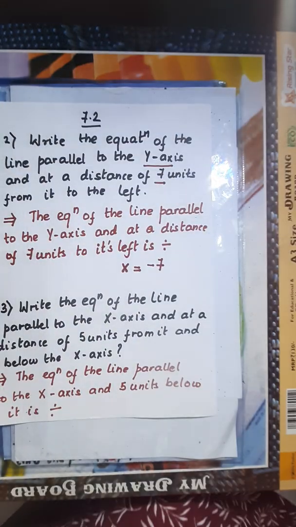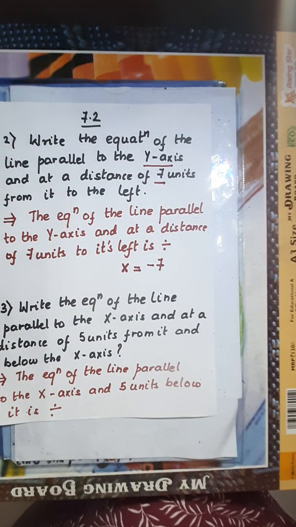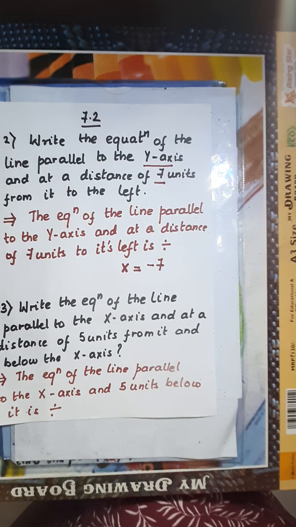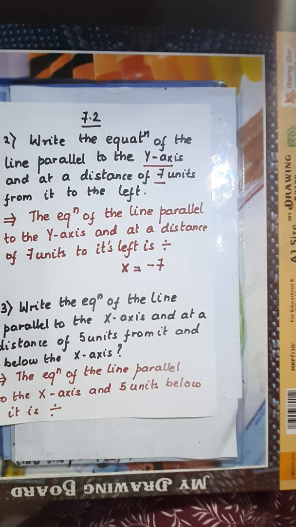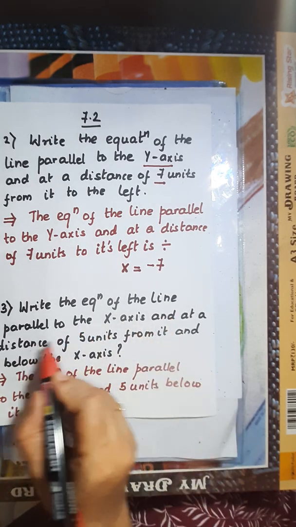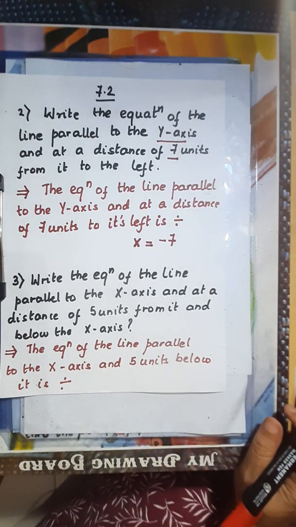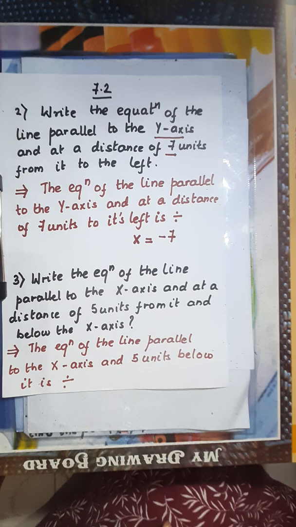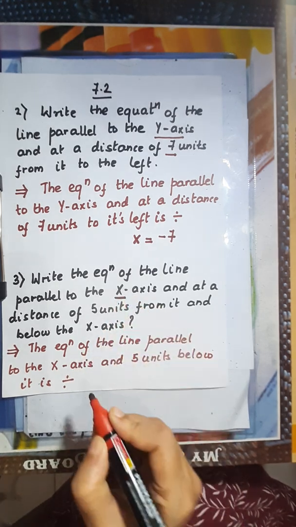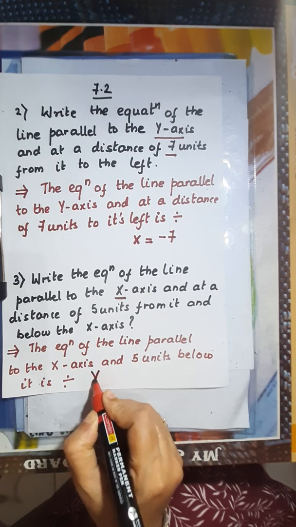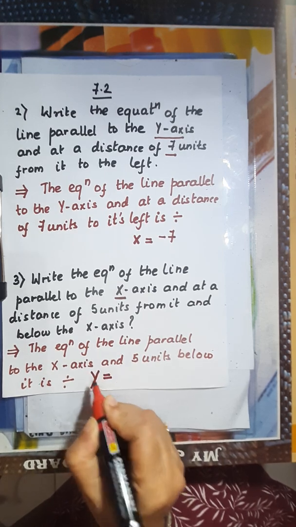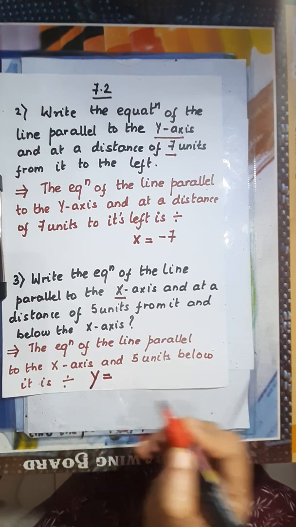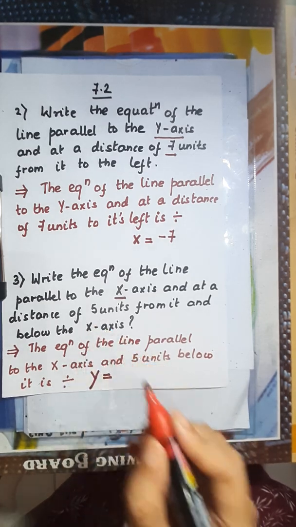Is that clear? Now, the equation of the line, we don't have to draw the graph. We just have to know it for our understanding. The equation of the line parallel to the x-axis, and at a distance of 5 units from it below the x-axis. So if it is parallel to the x-axis, it cuts the y-axis. So y is equal to, small y, not capital Y, 5 units below it.